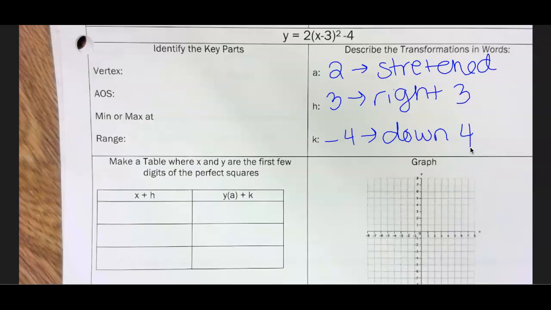What is my vertex? The AOS is always an equation. So it's got to have a what with it? What's an equation? What do you think? Yeah, x equals. And what's it going to equal? What number? 3.